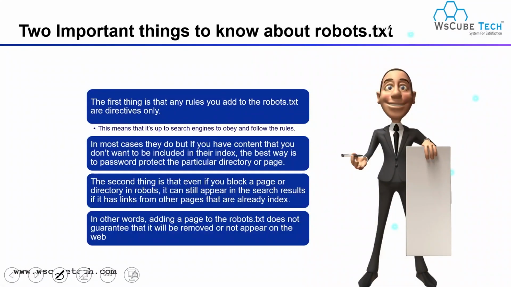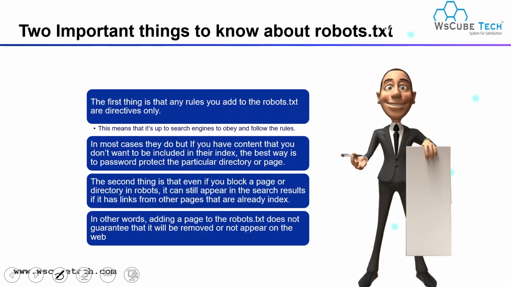Now, we have two important things to know about your robots.txt file. The first is that any rule you add to your robots.txt are directives only. This means that it's up to the search engine to obey and follow that particular rule. In most cases, they do. But if you have content that you don't want to be included in their index, the best way is to make that particular directory or page password protected.